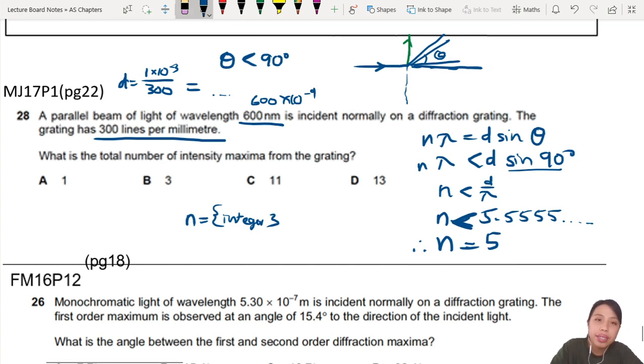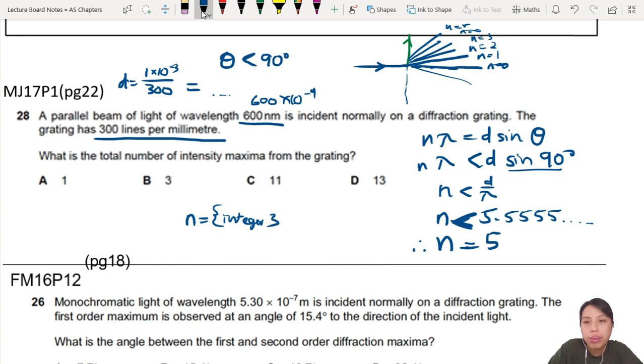So what that means is, if you draw a picture of the grating, you can go 1, 2, 3, 4, 5. Wow, that's a lot of order maxima. n equals 1, n equals 2, n equals 3, n equals 4, n equals 5. Don't forget n equals 0. So there's 5 on one side, 5 on the other side.